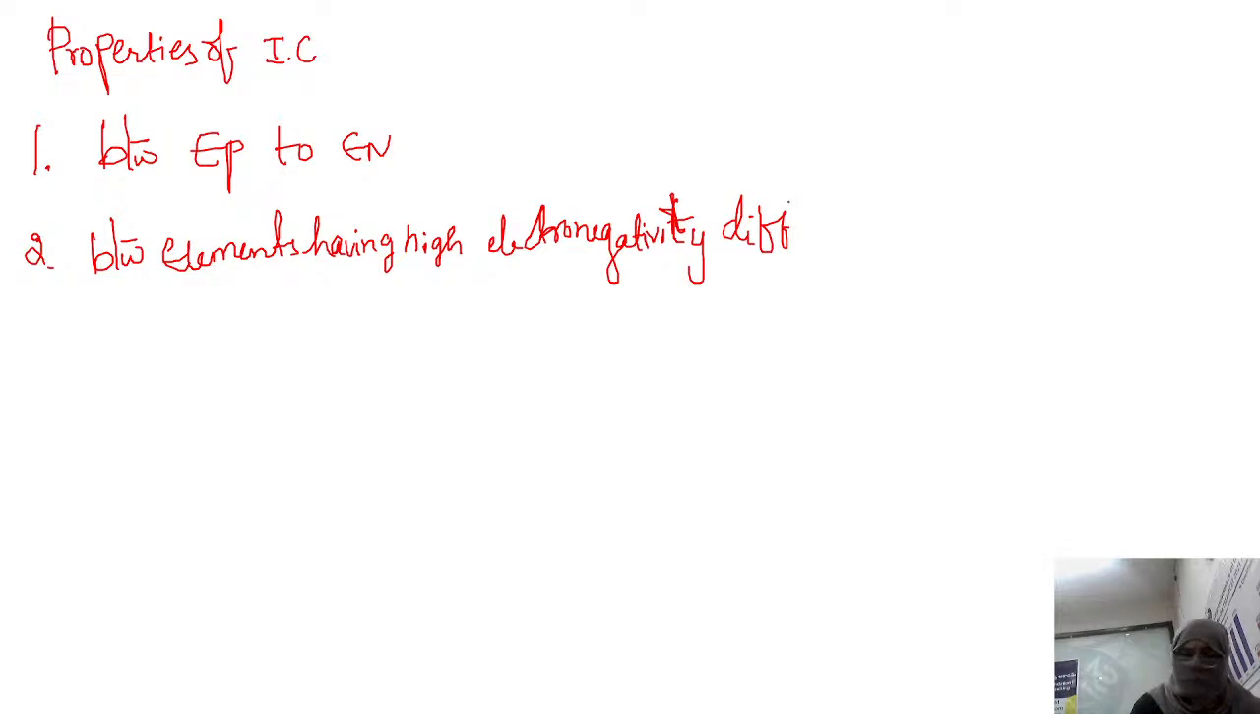I'm calling it END. What is END here? Electronegativity difference. What do you mean by electronegativity difference? The meaning is that there should be an electronegativity difference between two elements. One should be able to gain and one should be able to lose. One element should give, and another element should take. Then only electronegativity difference exists. I hope the second property is clear.